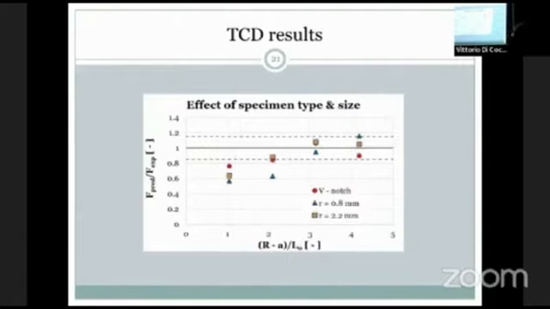At the same time, we wanted to look at the ligament size, so we used as a parameter the ligament size divided by the critical length, and we see here that the TCD is valid when the length is double the critical distance. Below this value, the prediction is far from the experimental value.